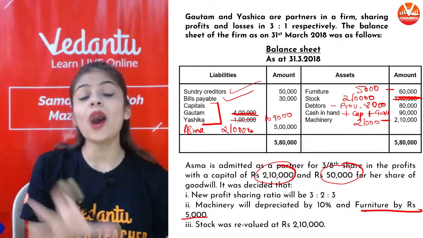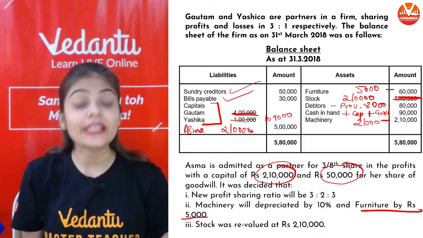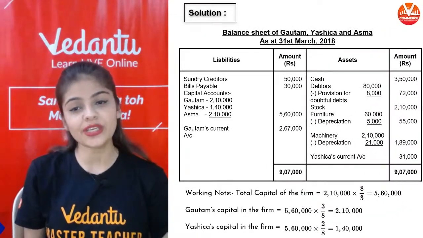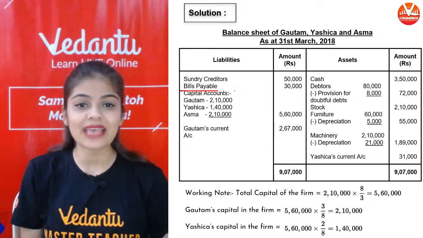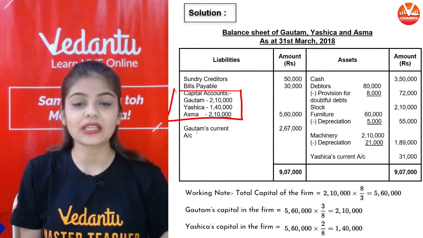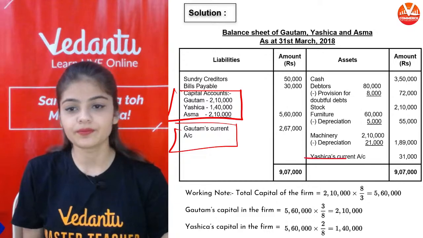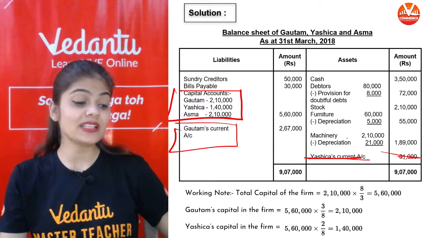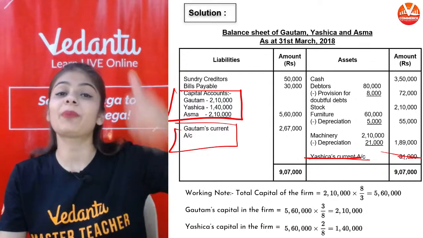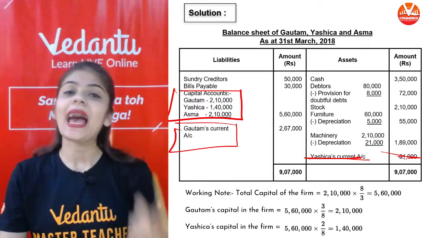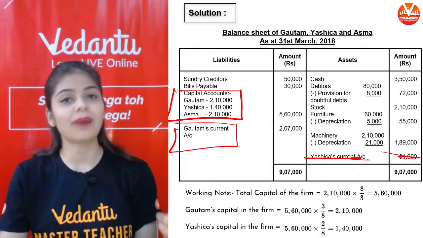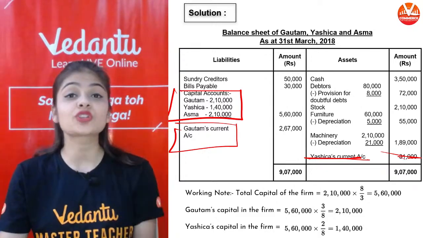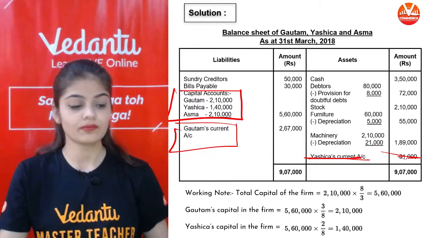So this is how you will prepare the new balance sheet. Everything is the same except the capital account and current account. So this is your first question. We have done preparation of the capital account, revaluation and balance sheet in this. Adjustment of capital is there in this question, but it is not in your syllabus.